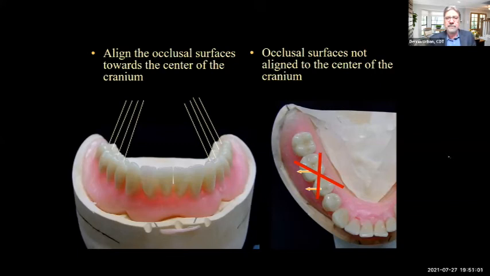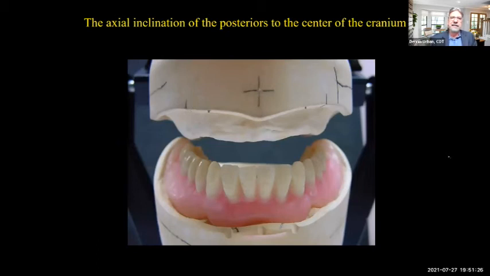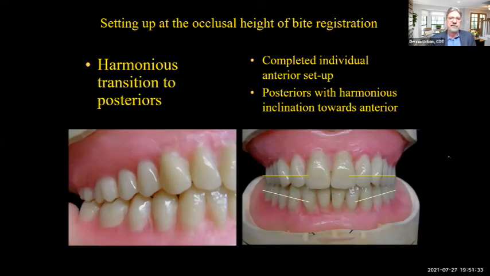That's your curve of Wilson. The only time I'm not putting a curve of Wilson on is on the right-hand side here when I'm using lingualized occlusion. I'll have my curve of Spee, which is an anterior to posterior curve, but I won't have my curve of Wilson going buccal to lingual, because I want the lingual cusp of those uppers going into the central fossa of the lower, relieving any off-axis stress on the implant with lingualized occlusion. So the actual inclination of the posteriors is centered to the cranium, as you can see here. We'll follow the guidelines with setting the upper teeth over here now. A nice harmonious transition to the posteriors, and we have a completed setup.